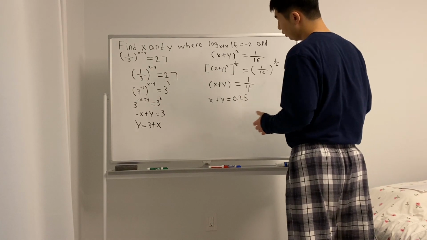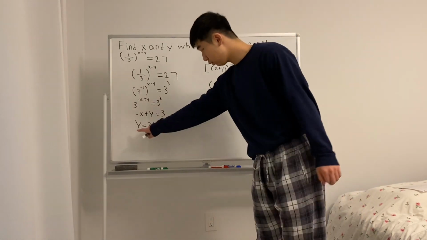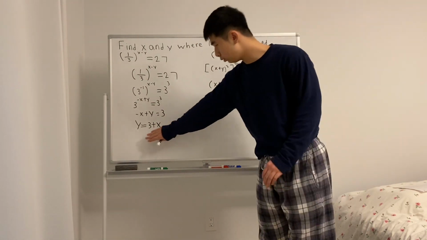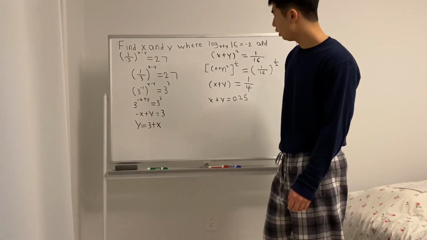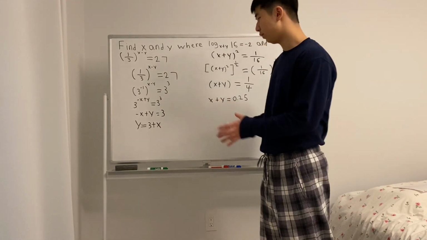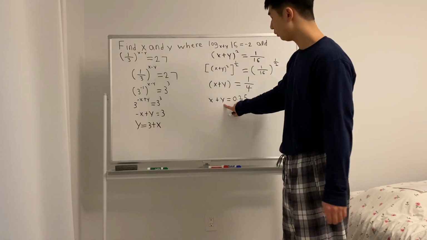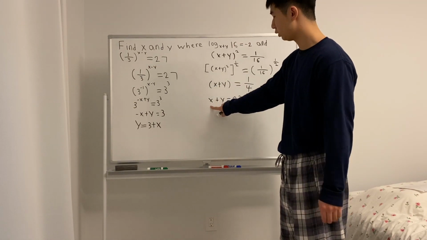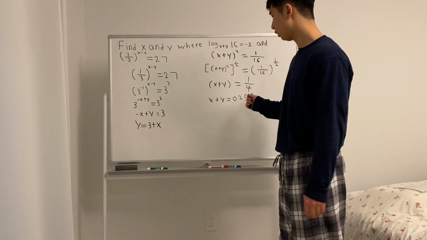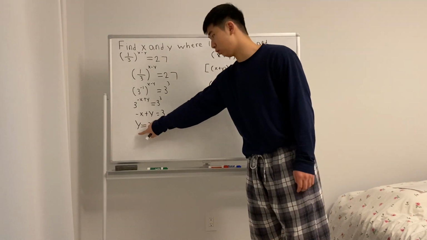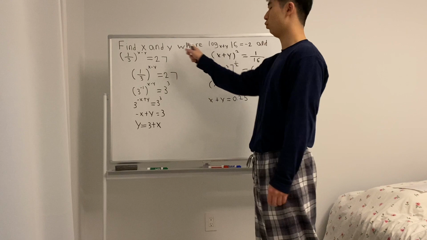And now notice how first of all, we have two linear equations, right? And notice how in this linear equation we've isolated for y. So we can substitute 3 plus x for y, and we can solve for x here. And then whenever we get x, we can plug that back into this equation and solve for y. And then we have solved for x and y.